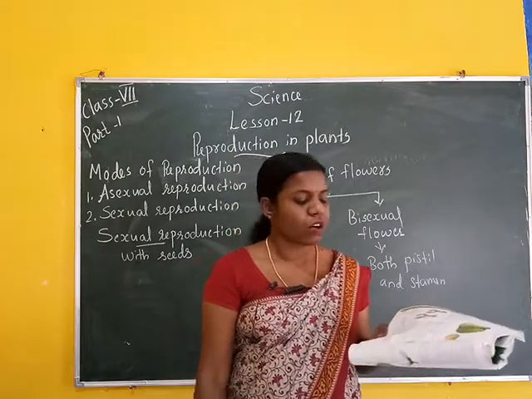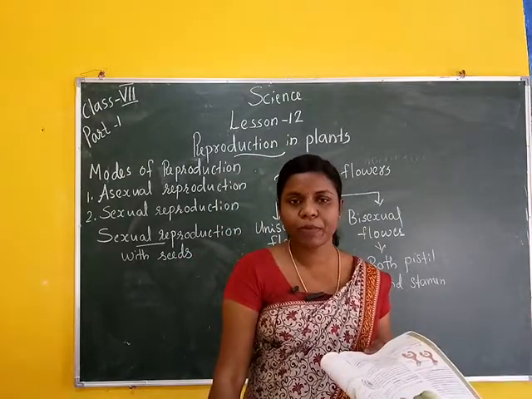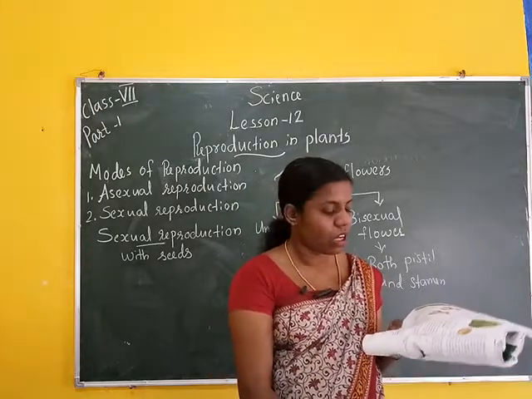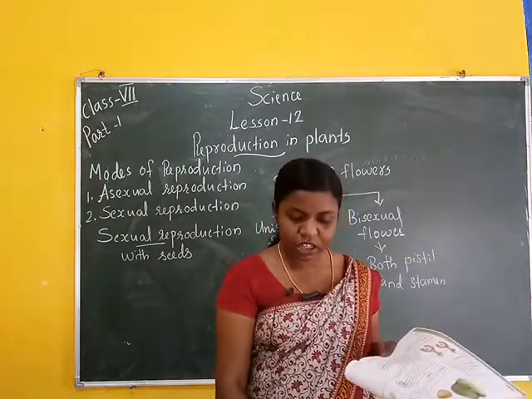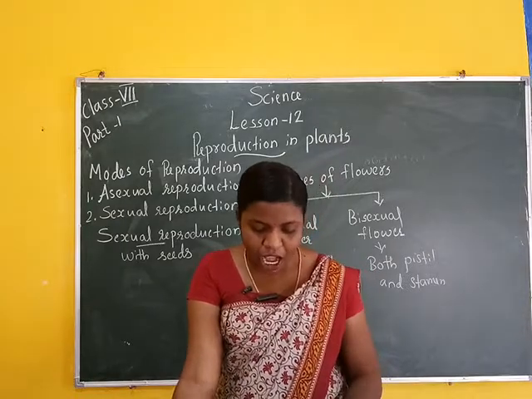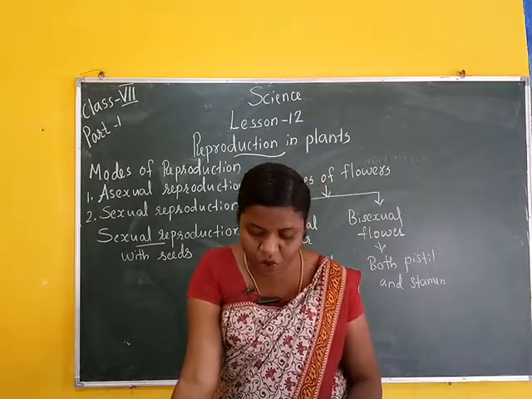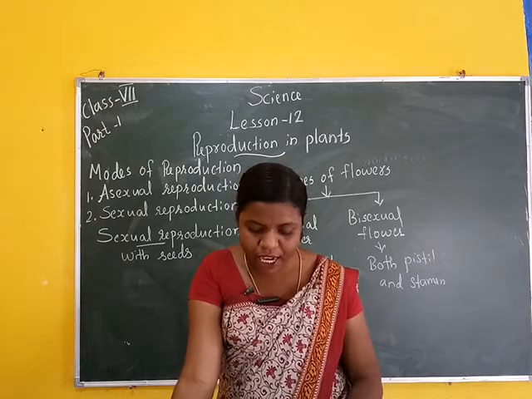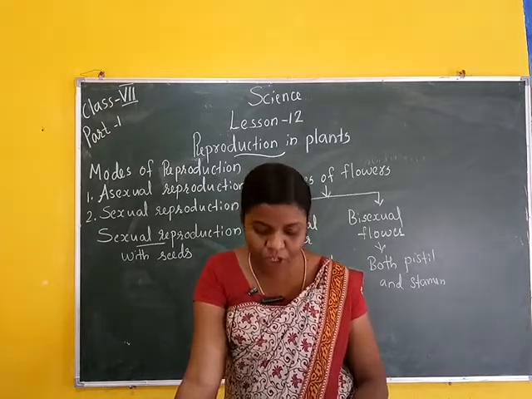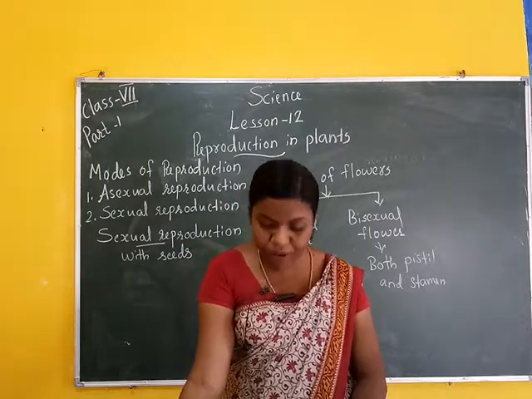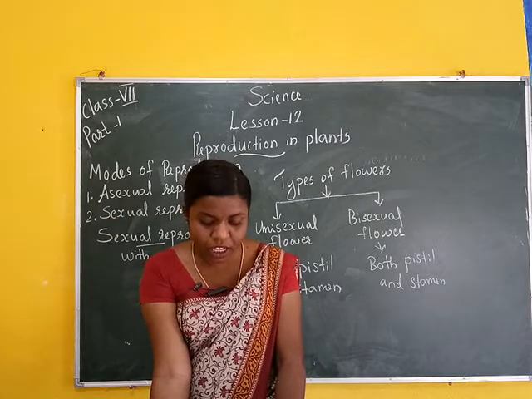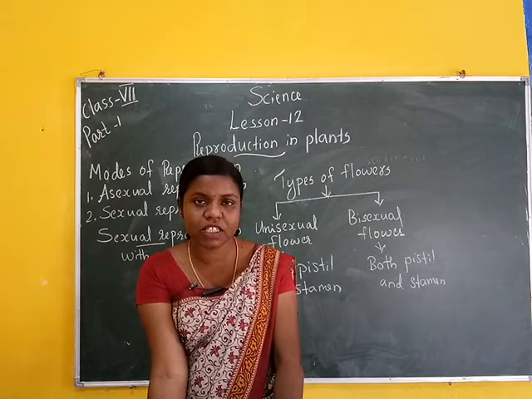Next is fruit and seed formation. How are fruits and seeds formed? After fertilization, the ovary grows into a fruit and other parts of the flower fall off. The fruit is the ripened ovary. The seeds develop from the ovules. The seed contains an embryo enclosed in a protective seed coat.